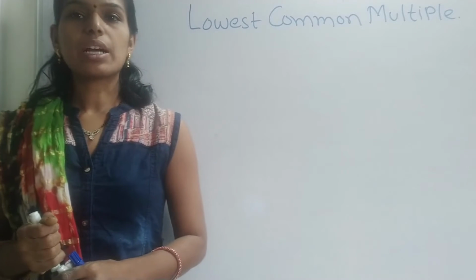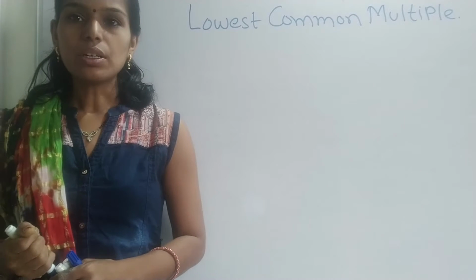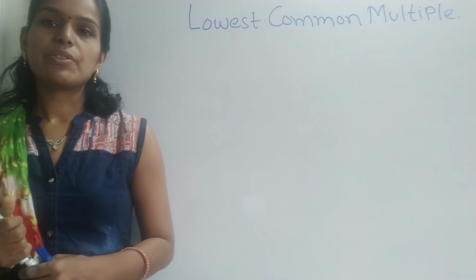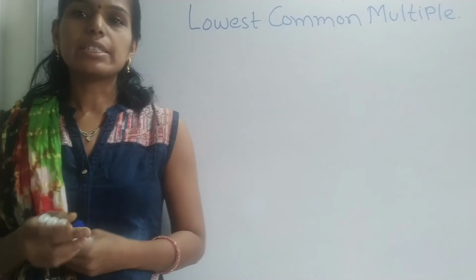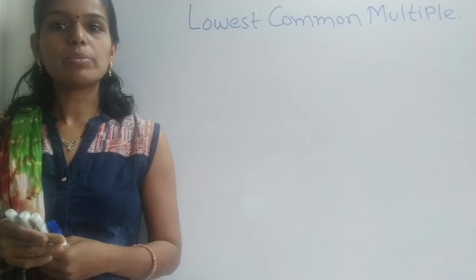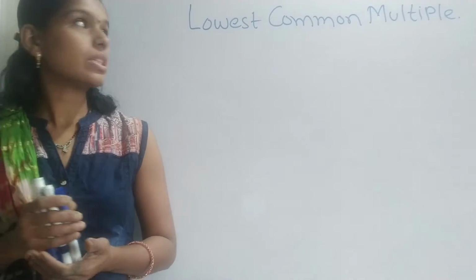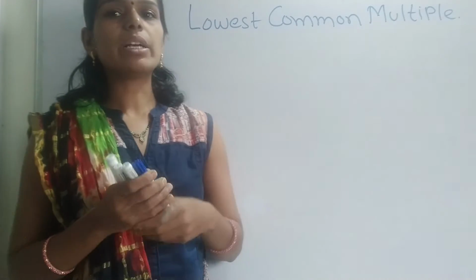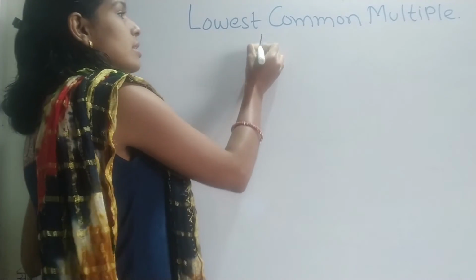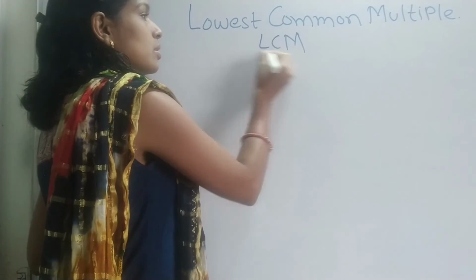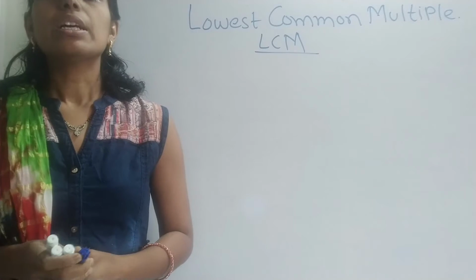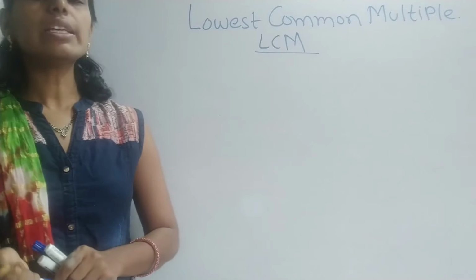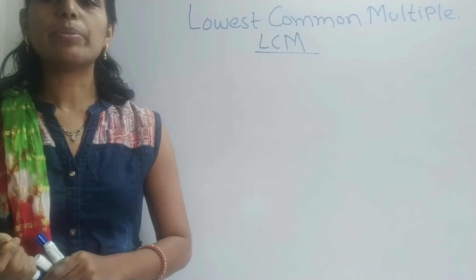Today we are going to start with the next part of lesson number 5. In our previous class we covered common factors, HCF (highest common factor), and common multiples. Today we are going to proceed with the lowest common multiple, that is the LCM of numbers. We have learned how to find the multiples of numbers. Now we are going to study the least common multiple, that is the lowest common multiple.